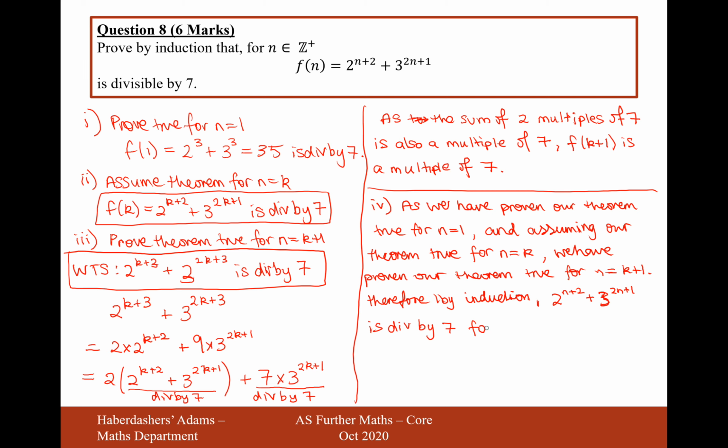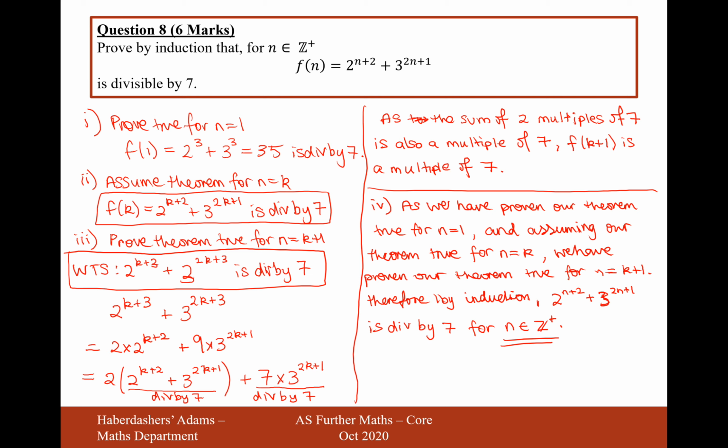For n existing in the Z plus. It's really important you put that little bit there, that n exists in the Z plus, because that's the only thing that our theorem works for. It's the only set of values for n our theorem works for. It doesn't work if we try to put in some negative values for n. It doesn't work if we try to put in some fractional values for n. It only works for whole positive numbers.